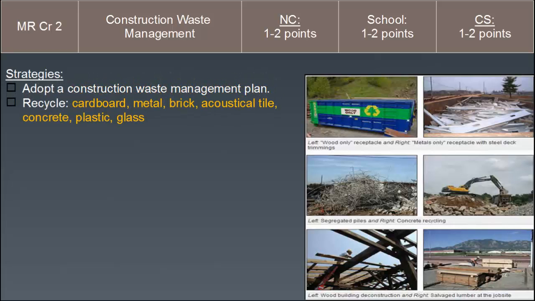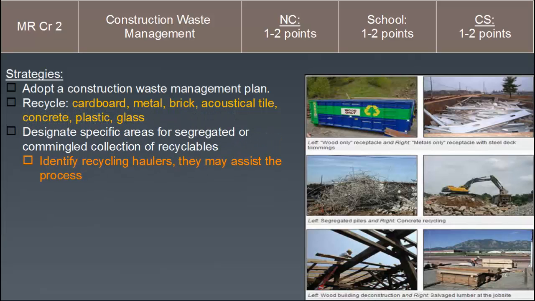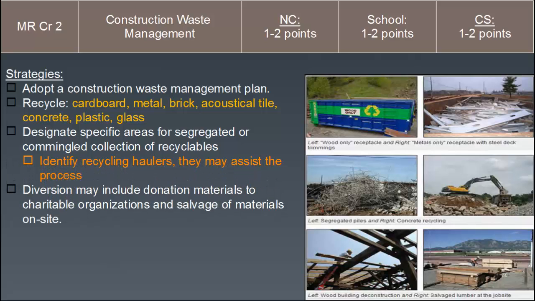Strategies include adopting a construction waste management plan, and recycling cardboard, metal, brick, acoustical tile, concrete, plastic, and glass. In these images you see a bin designated for wood only. If you're not commingling, sometimes that can help for actually donating the materials. Designate specific areas for segregated or commingled collection of recyclables. You also see a metals-only pile. And you want to make sure you're coordinating with recycling haulers on how this needs to be done to divert as much as possible.